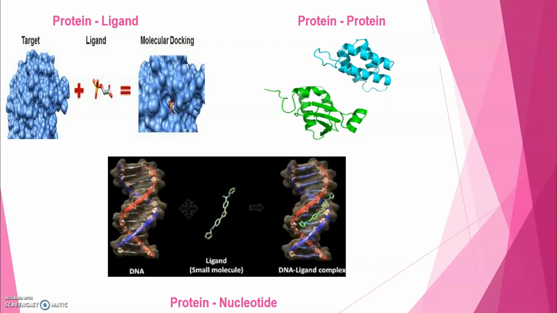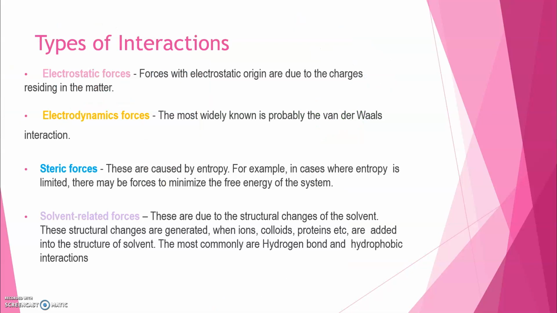So this strategy can be used in the designing of anti-cancer agents also. So, types of interaction: when a ligand is going to bind with the receptor, it produces an interaction along with different types of forces. So the first one is the electrostatic force. The forces with electrostatic origin are due to the charges residing in the matter.